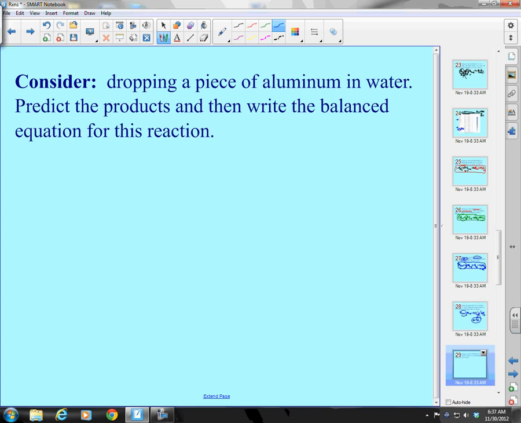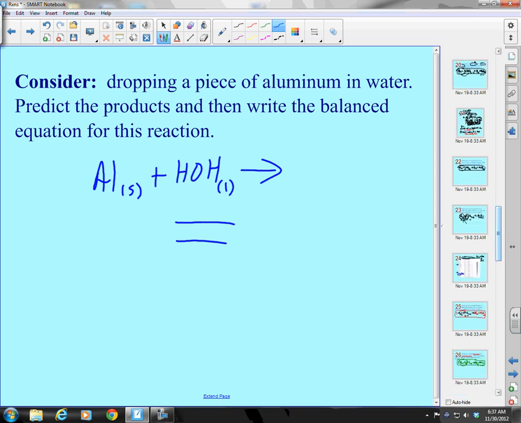Good. Here we go. Next one. I'm going to drop a piece of aluminum in water. So Al plus HOH liquid. And what's going to happen? Well, this is a new one, right? This is not an acid. This is not a metallic solution. So what is it? Well, we need more help, Mr. Smith. Help us, Mr. Wizard.